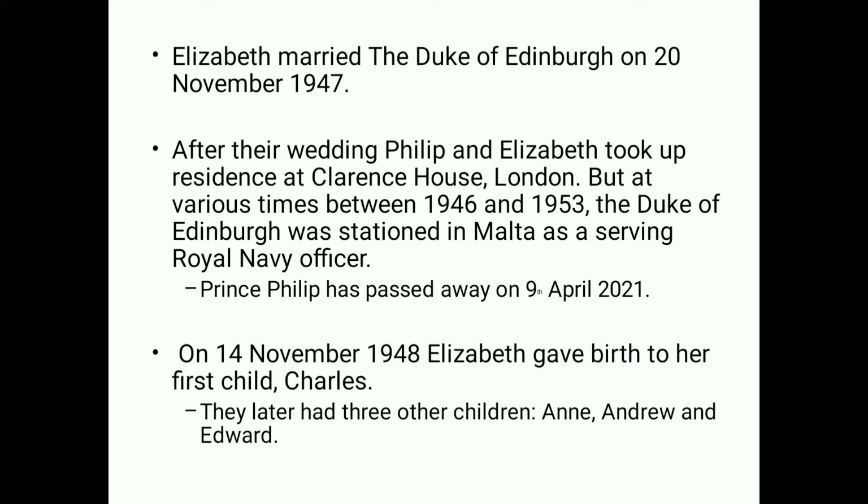Elizabeth married the Duke of Edinburgh on 20th November 1947. The Duke of Edinburgh's name is Philip. After their wedding, Philip and Elizabeth took up residence at Clarence House in London. But at various times between 1946 and 1953, the Duke of Edinburgh was stationed in Malta as a serving Royal Navy officer. Alas, he is no more. Prince Philip passed away on 9th April 2021.